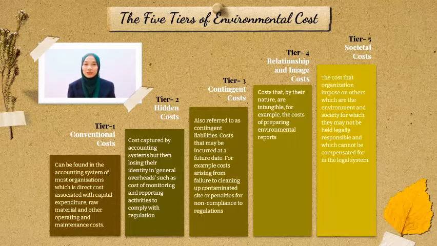The third tier is also referred to as contingent liabilities, costs that may be incurred at a future date. For example, costs arising from failure to clean up a contaminated site or penalties for non-compliance with regulation. The fourth tier is costs that by their nature are intangible, for example, the cost of preparing environmental reports. The fifth tier is the costs that organizations impose on others, which are the environment and society, for which they may not be held legally responsible and which cannot be compensated for in the legal system.